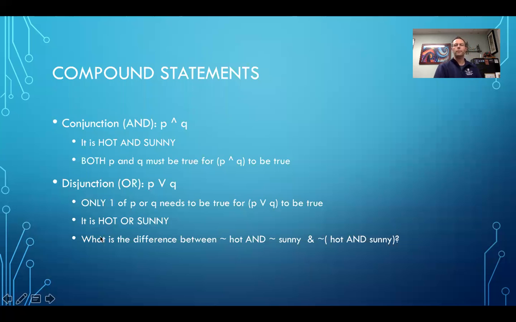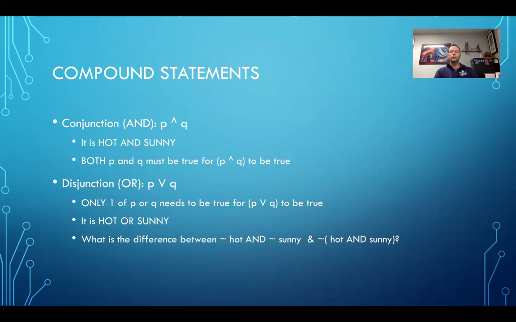All right, let's talk a little bit more about each of those. Compound statements, a conjunction with the and. So if I say it is hot and sunny, and marries the two together. And in order for hot and sunny to be true, I'm going to evaluate if hot and sunny is true. So I go outside and I look around and I say, it has to be both for the statement hot and sunny to be true. So if it's hot but it's not sunny, then the statement hot and sunny is not true. If it's sunny but not hot, hot and sunny is not true.